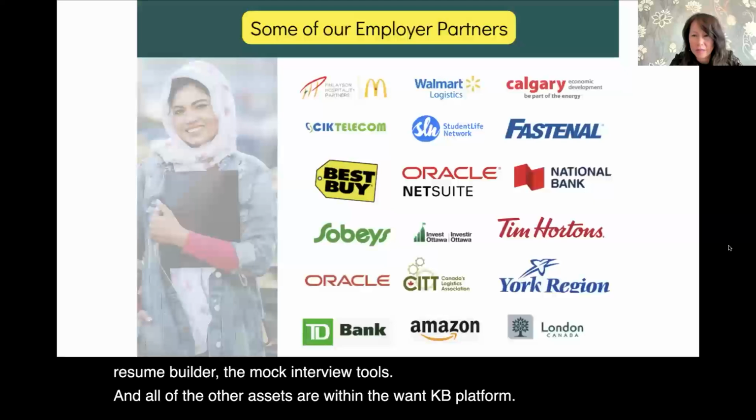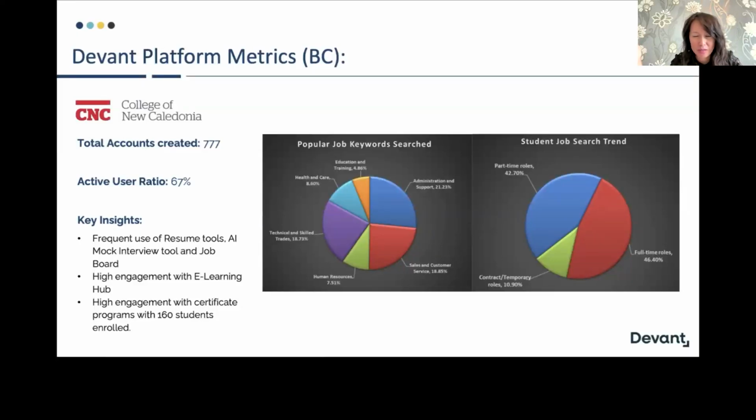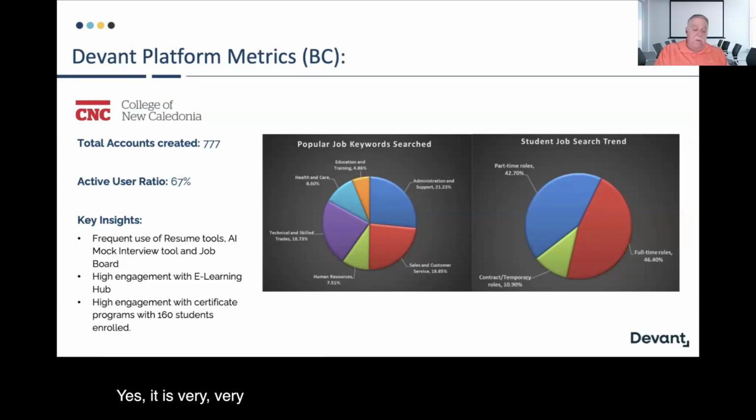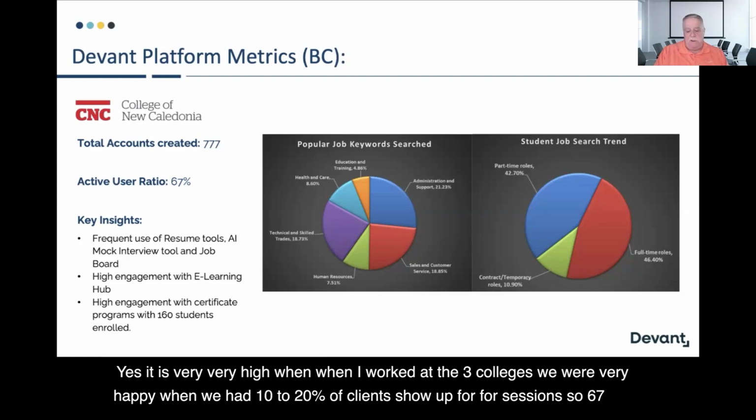And a lot of times, when you think of numbers, 67, when we look at grades, that looks a little bit lower, but when it comes to engagement rate, that's actually quite high. Yes, it is very, very high. When I worked at the three colleges, we were very happy when we had 10 to 20% of clients show up for sessions. So 67% is a very, very good number.